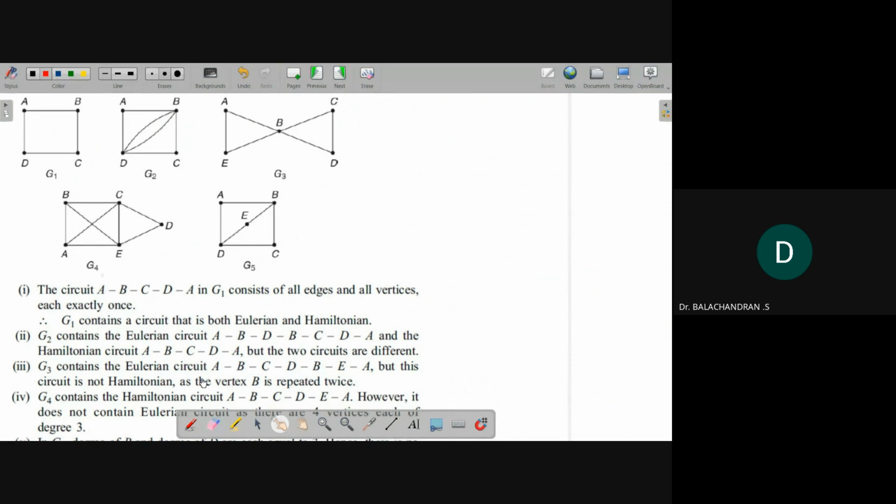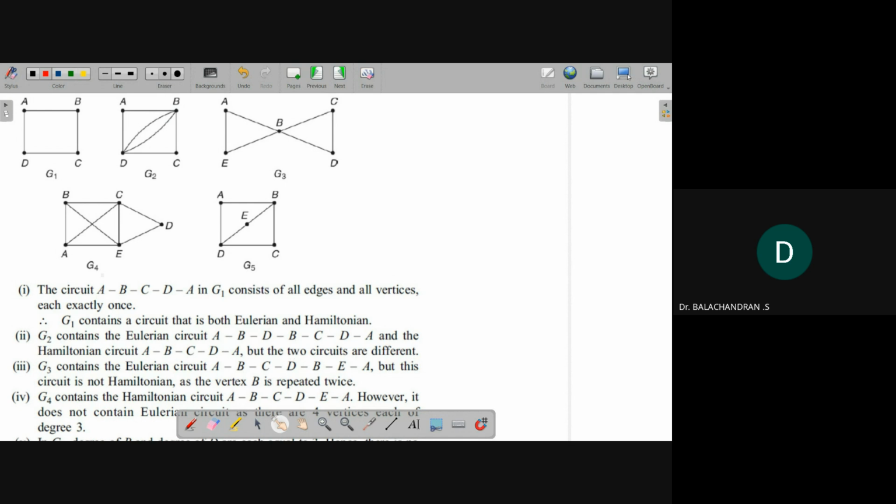Okay, look at this one. Subdivision 2. G2 contains an Eulerian circuit. Look, you can see this one: A, B, B to D, D to what? B, B to C, again C, and then D, A. And the Hamiltonian circuit, I already told you, is A, B, C, D, A. But the two circuits are different.